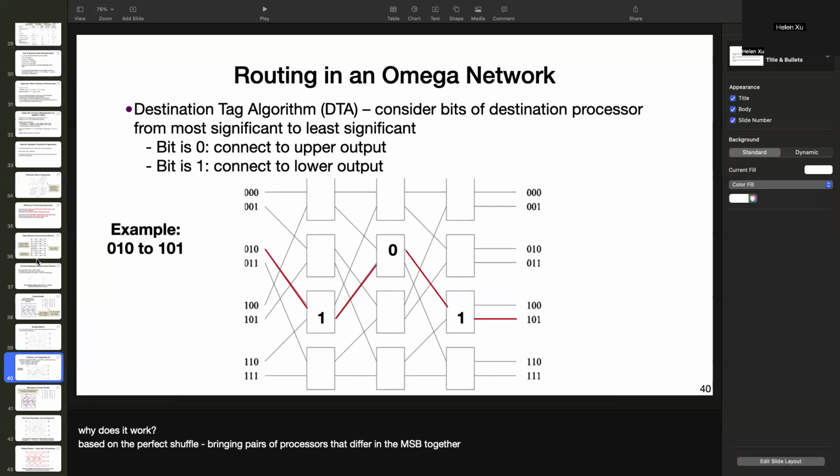And the algorithm is, every box has 2 wires outgoing. If the bit is 0, then we route through the upper output. If the bit is 1, then you route through the lower output. So 101, first we look at 1, so we route through the lower output. We see 0, the second bit here, we route to the upper output there, and then we see 1, we go out here, and this is 101.